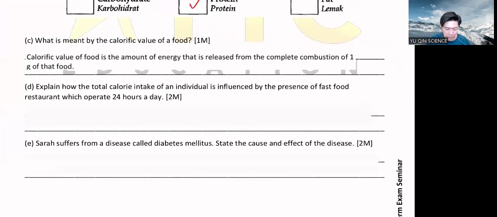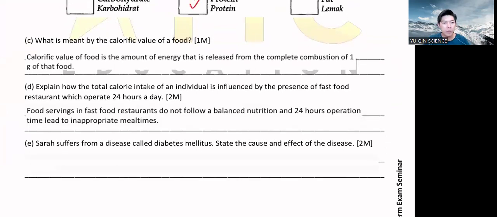So this is how we answer. Number one, food served in fast food is always not balanced in nutrients. 1 mark. 24-hour operation means inappropriate meal time. We all form different sentences, but my point is not balanced and inappropriate meal times. However you want to form your sentence in the exam is your way.